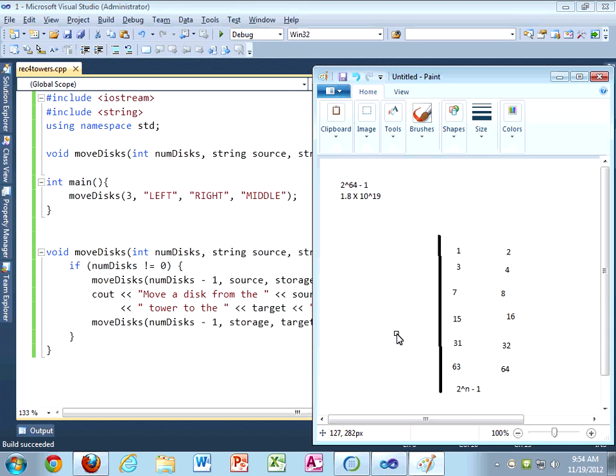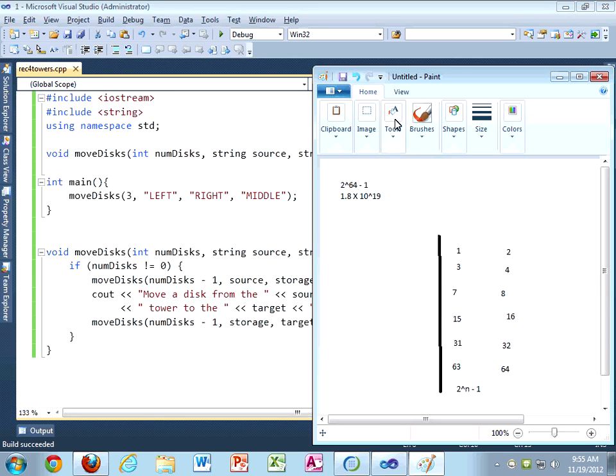Anybody else want to take a shot at it? You guys think it's going to be more than 1 million or less than? How many people think it's going to be more than 1 million? How many people think it's going to be less than 1 million? How many people aren't voting? Okay. You guys are no fun at all.